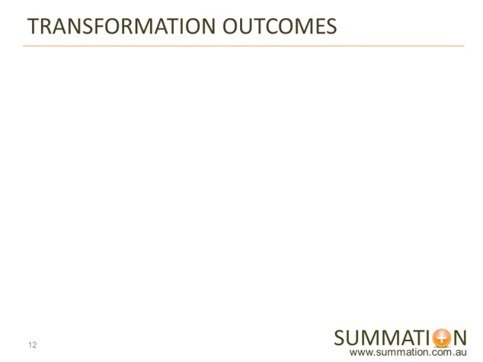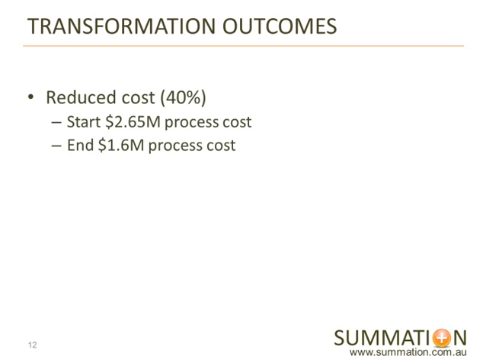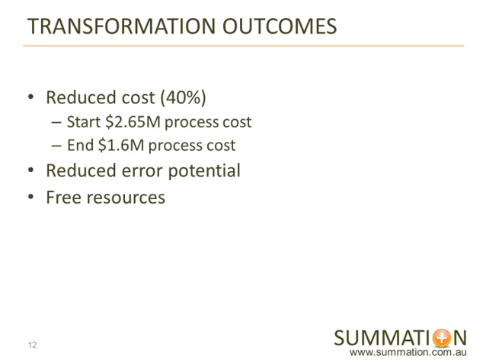What I want to do now is talk about what were some of the transformational outcomes that we had. The first and most important from our client's perspective, we reduced the cost by 40%, so $2.65 million down to $1.6 million. We've reduced the error potential, so because better quality data is flowing into the process, because we have automation, because we have a range of compliance checks, there is now less cost associated with errors and less errors overall. We've freed up resources who previously were doing data intensive operations to now go and apply their expertise elsewhere in the organisation.